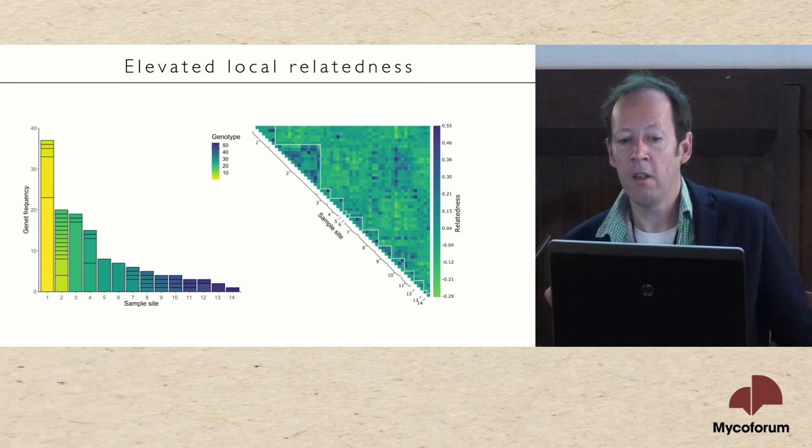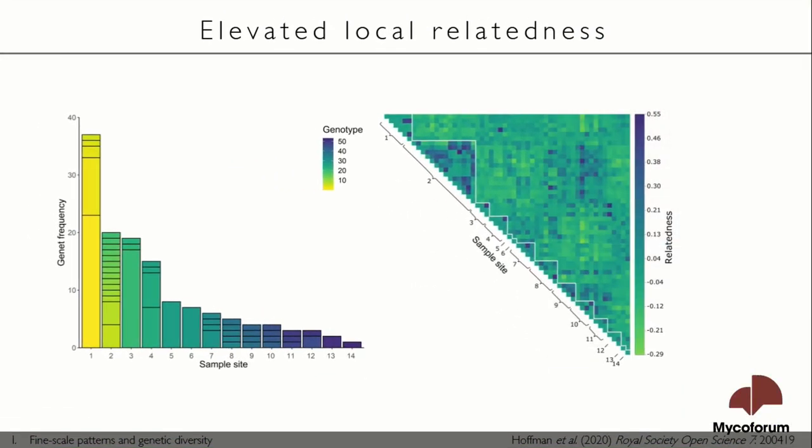And what you can see is that certain sites, in particular this highly diverse site 2, are basically characterized by large numbers of close relatives. And what we also found was that sites with high levels of relatedness also had high levels of inbreeding. This means that these closely related individuals are actually mating with one another. This might have implications because inbreeding is generally known to be detrimental to fitness, so it can reduce fertility and survival.